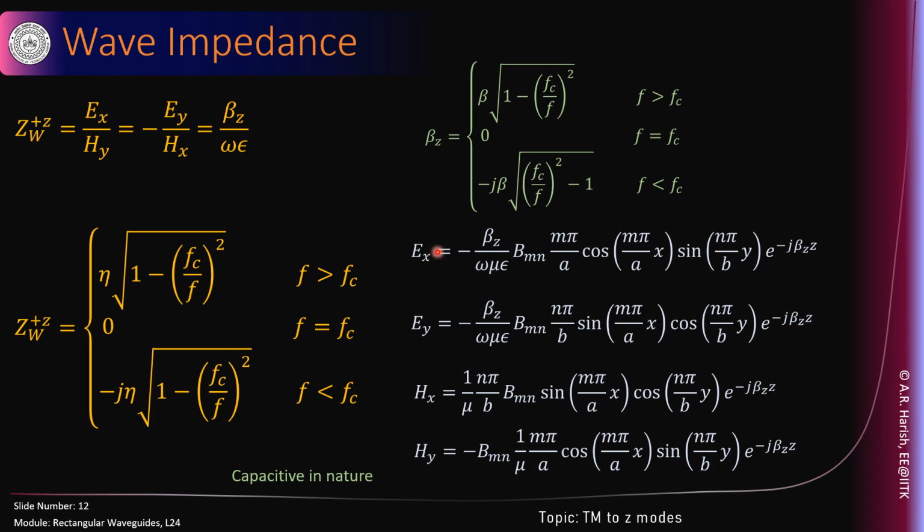That is same as TE to Z, and therefore wave impedance is eta times square root of 1 minus (fc by f) whole squared for f greater than fc. For f greater than fc, this quantity is less than 1, therefore the impedance is less than eta. And as f goes to fc, the wave impedance becomes 0. And for f less than fc, the wave impedance is purely capacitive. There is a negative sign that is coming here. That is because of the negative sign which is in beta z.